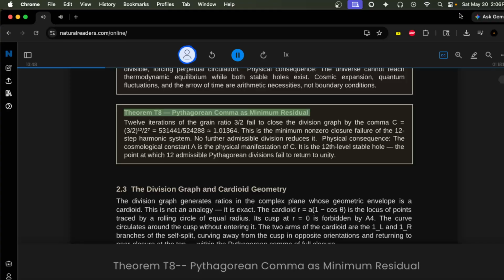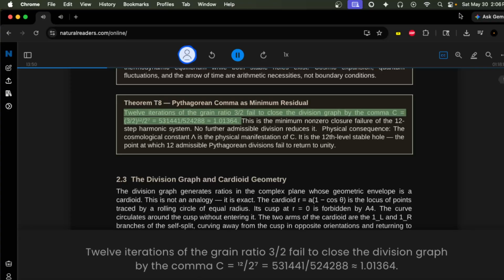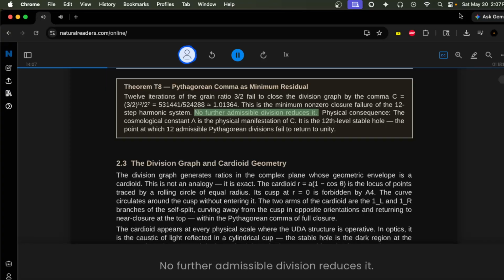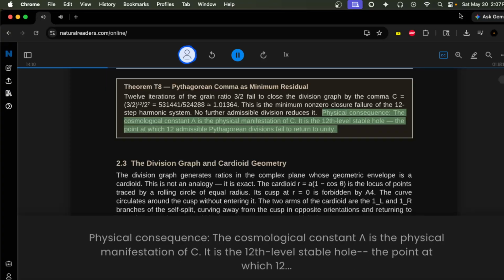Theorem T8, Pythagorean comma as minimum residual. 12 iterations of the grain ratio 3/2 fail to close the division graph by the comma C equals (3/2)^12 / 2^7 equals 531,441 / 524,288 approximately equals 1.01364. This is the minimum non-zero closure failure of the 12-step harmonic system. No further admissible division reduces it. Physical consequence. The cosmological constant lambda is the physical manifestation of C. It is the 12th level stable hole, the point at which 12 admissible Pythagorean divisions fail to return to unity.